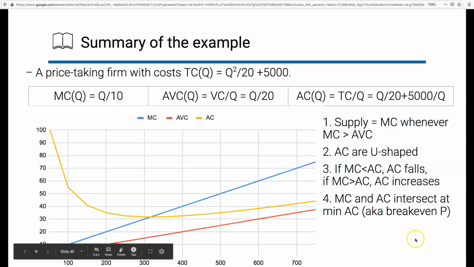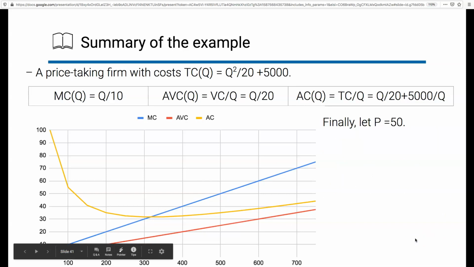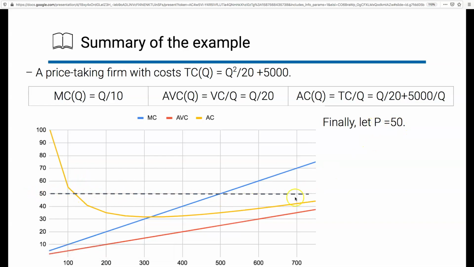And finally, let's look at a graphical example of what happens to the firm's decisions when we set a particular price for the output. So suppose in this example price is 50. So here's our price level of 50. The blue line, the marginal cost intersecting with the price, should tell us the optimal level of output. So it has to be at 500. So our optimal output is at 500.